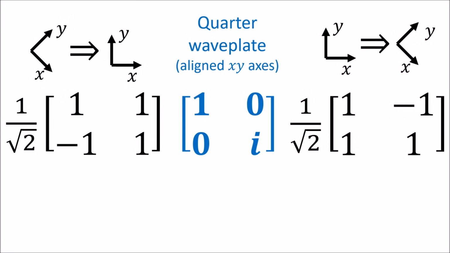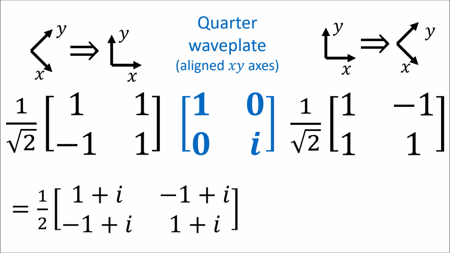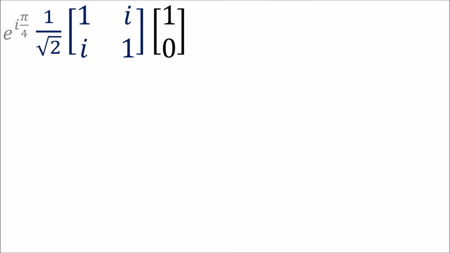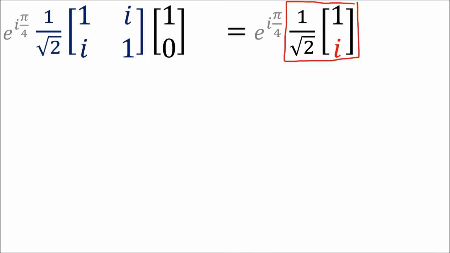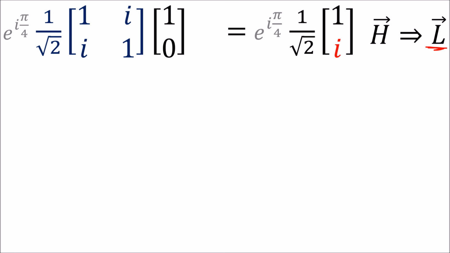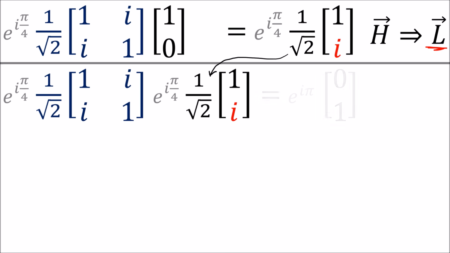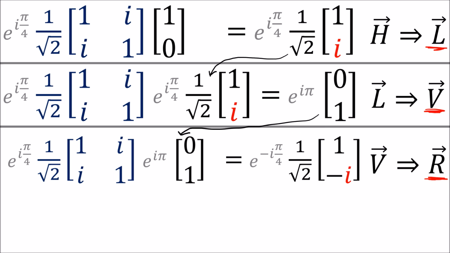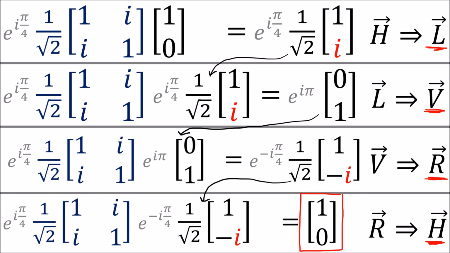When we combine these three procedures through matrix multiplication, we get this new matrix, which represents a quarter waveplate angled at 45 degrees. As you can see, it turns a horizontally polarized wave into a left circularly polarized wave. Once again, I'm ignoring this phase factor outside here, and I'll explain why in a moment. If we apply this waveplate multiple times, we get waves that are vertically polarized, right circularly polarized, and then we return to horizontally polarized again.